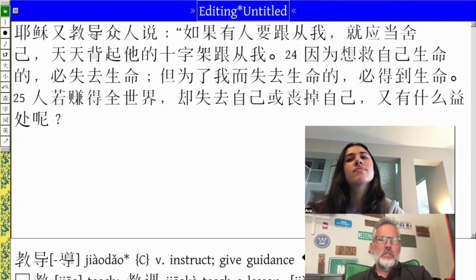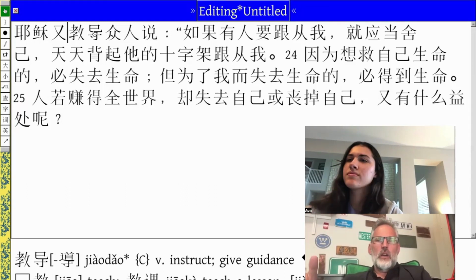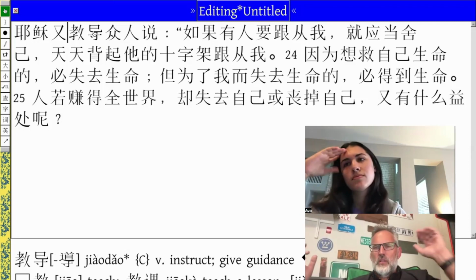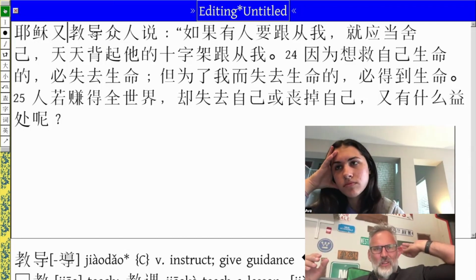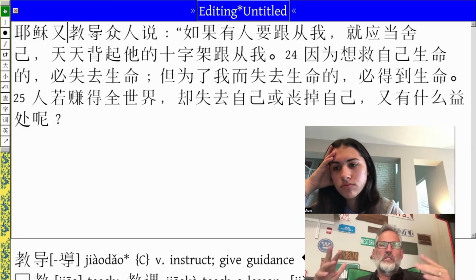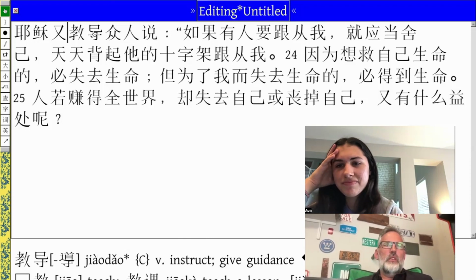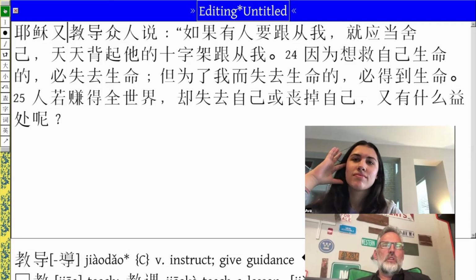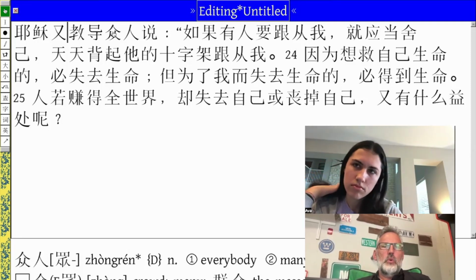Teach. But this is a certain kind of teach. 教导 is like instruct and give guidance. 导 has more of a guide. 教 has a teach. So it's one of the things that's hard about Chinese to get to intermediate level. You have to realize that there's dozens of ways to say teach, and they all have little bits of nuance, you know. So he again instructed, 教导众人.